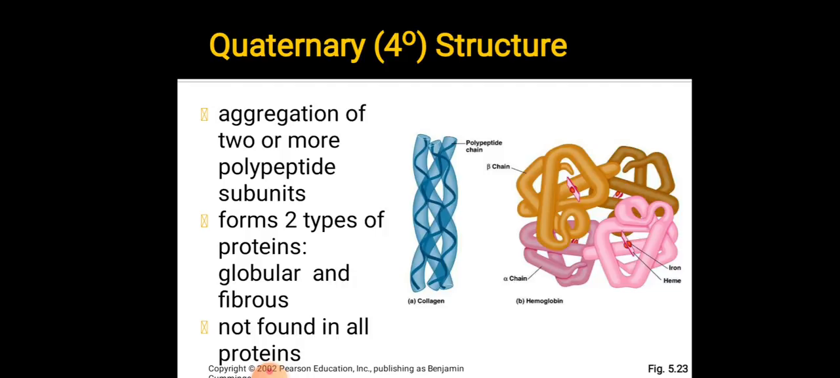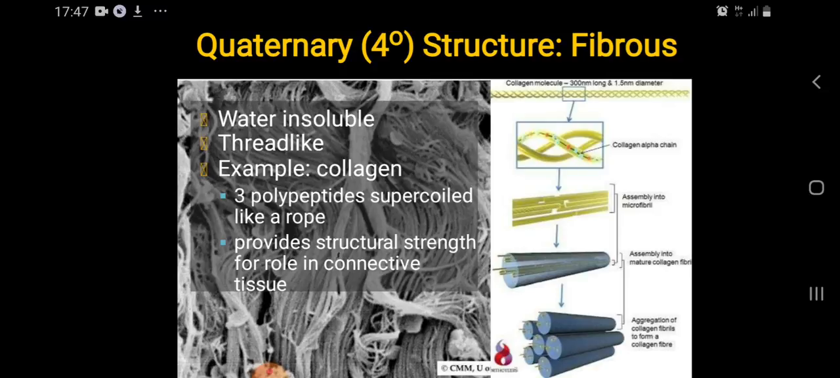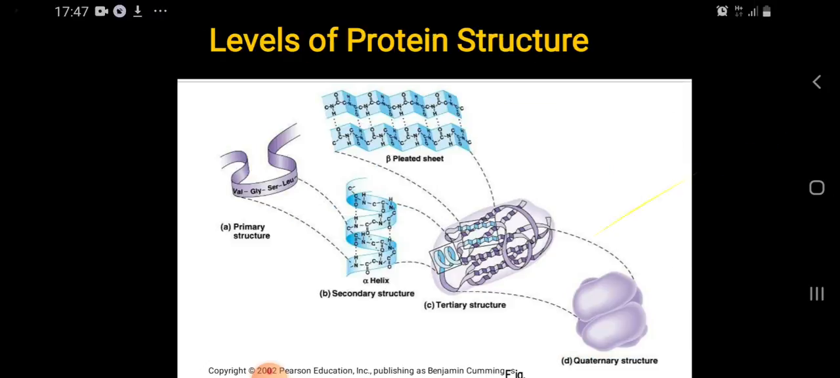Aggregation of two or more polypeptide subunits forms two types of proteins, globular as well as fibrous, not found in all proteins. Globular proteins are water soluble, compact and spherical, for example hemoglobin. Quaternary structure, again the fibrous category, is water insoluble and thread-like, for example collagen. Three polypeptides supercoiled like a rope provide structural strength, with a role in connective tissue.